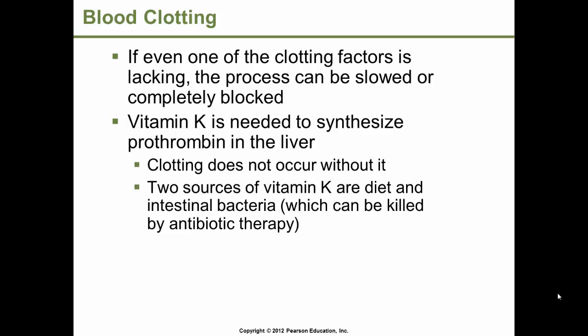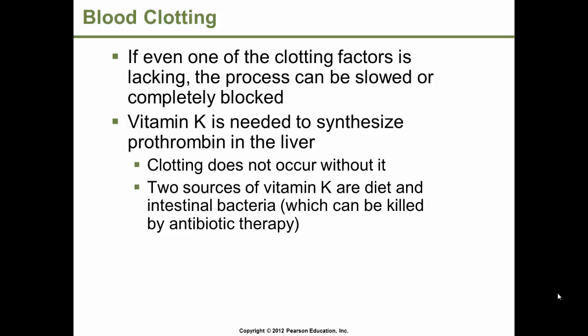If even one of the clotting factors is lacking, the process can be slowed or completely blocked. Vitamin K is essential to synthesize prothrombin in the liver. Blood clotting does not occur without it, and there are two sources from which we get our vitamin K: diet and the intestinal bacteria, which can be killed if people take a lot of antibiotics.